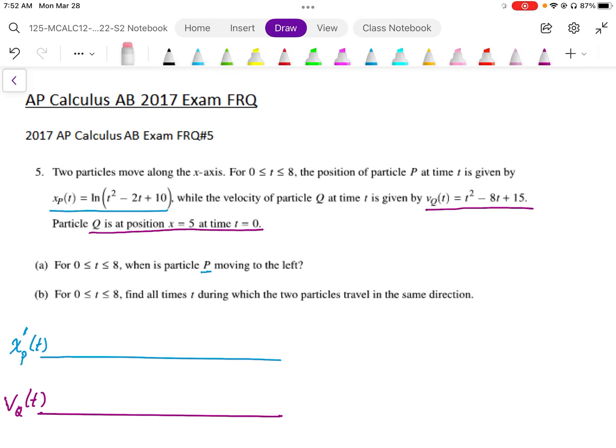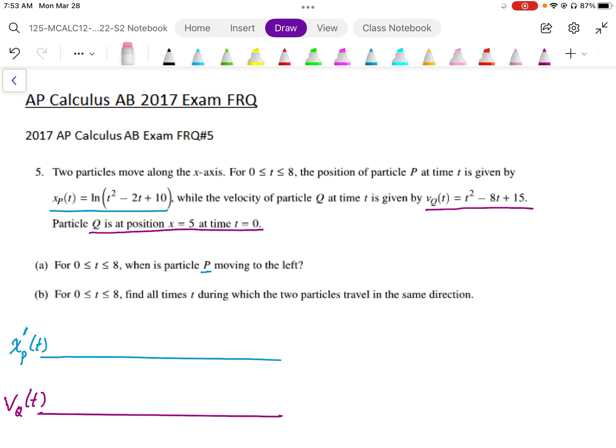We've been given two particles. One is P, and for P we've been given the position function, expressed as x of P of t, and it's a log function. And we've been given another particle Q, but for the Q particle we've been given the velocity function. So part A asks, for 0 to 8, when is particle P moving to the left?